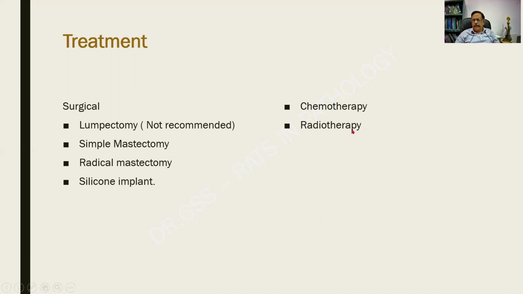Chemotherapy and radiotherapy are the other panels of treatment. All three should be done: surgery, chemotherapy, and radiotherapy. In some institutes like the Cancer Institute, they do chemotherapy first, reduce the size of the tumor, followed by surgery.